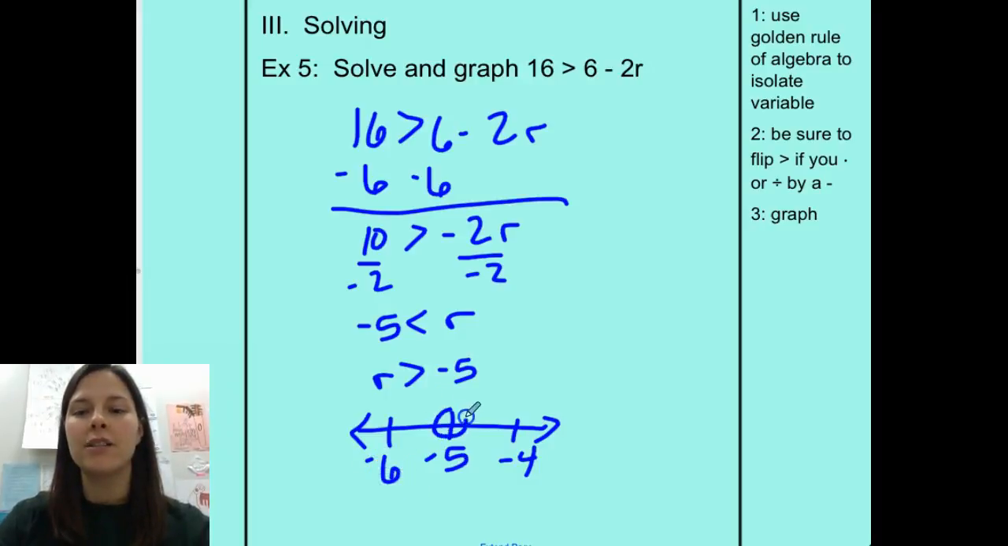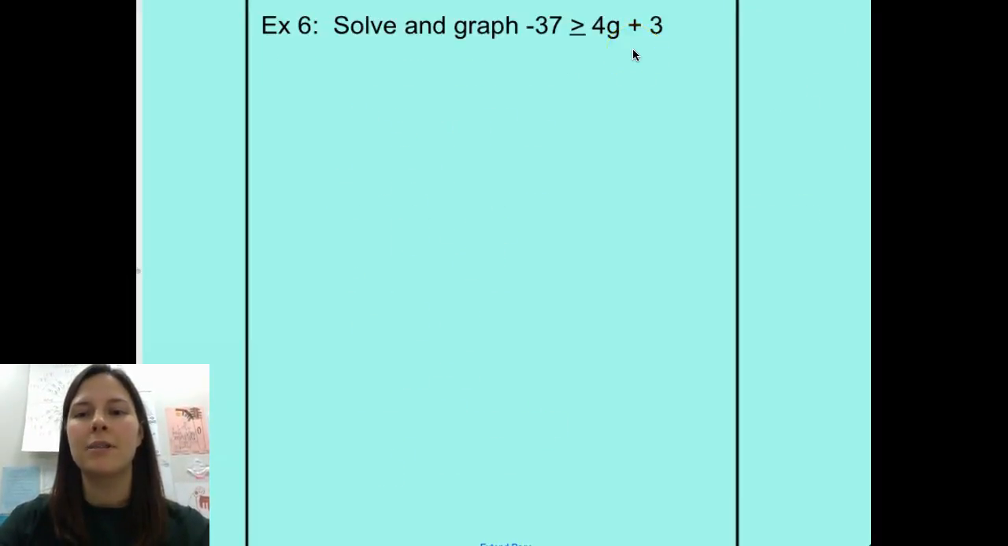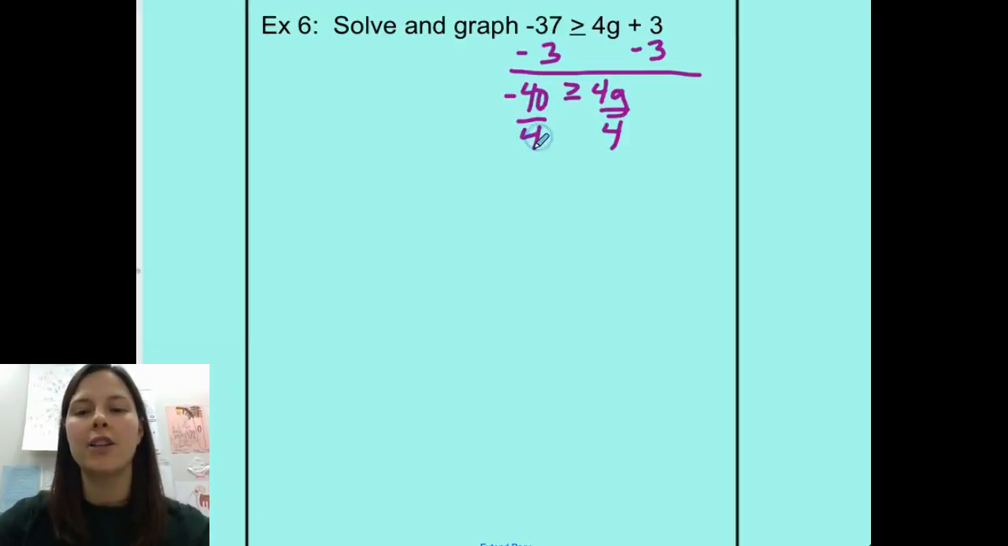r is greater than -5, so we have an open circle, and greater than shades to the right. Our final example, subtracting 3 from both sides. -37 minus 3 gives us a -40. Dividing both sides by 4. Notice the value we're dividing by is positive. Our answer is negative, but the value we divided by, +4, does not flip that inequality.